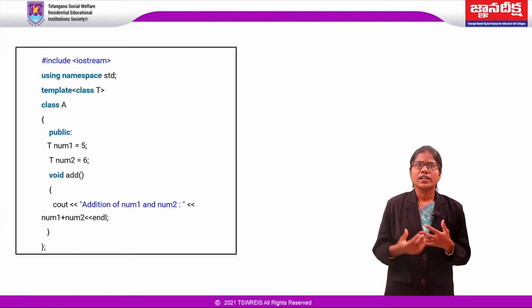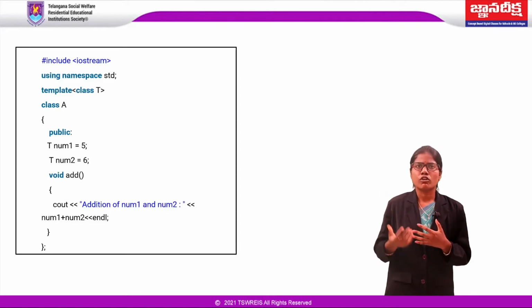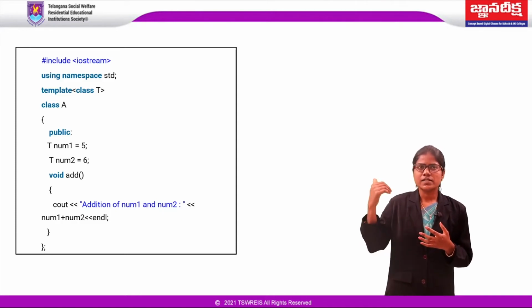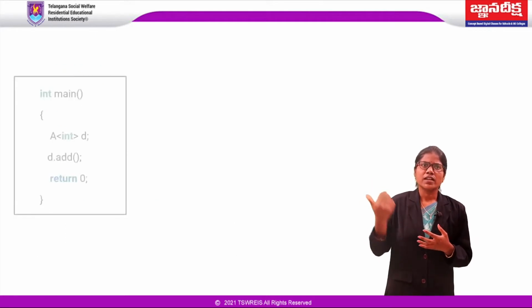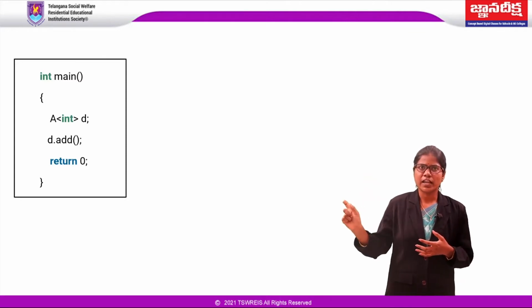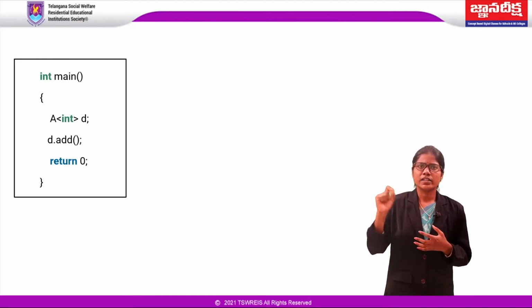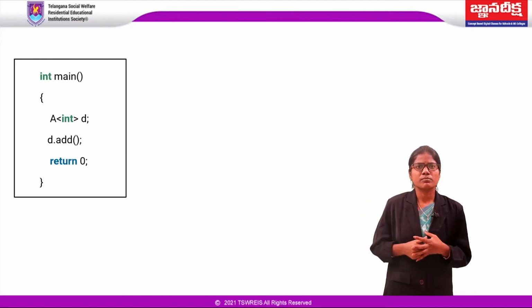In order to call the add method defined in class A, we need to create an object in the main method. So this is a main method. We are creating an object for A as A, and specify the type, space, object name. Here d is an object name or a reference name. We are calling the add method using the member access operator, that is the dot operator. When we use d.add, it will call the add method.